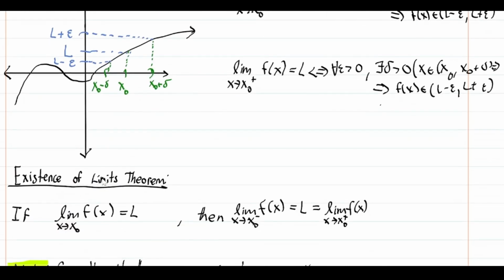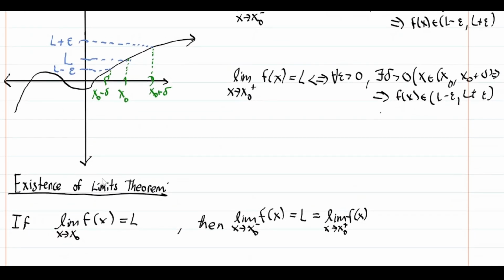It's known as the existence of limits theorem. It states that if the limit of f of x as x approaches x naught is equal to L, which is a real number, then it doesn't have to be a real number. Then the limit as x approaches x naught minus of f of x is equal to L is equal to the limit as x approaches x naught plus of f of x. So it's saying if the standard limit exists and it's equal to a number, then the side limits both also exist and are equal to the same number.